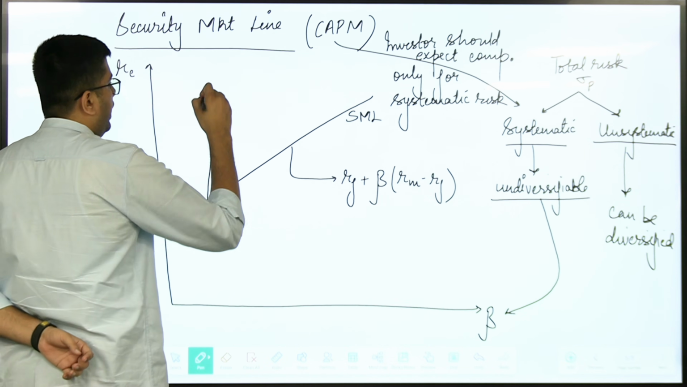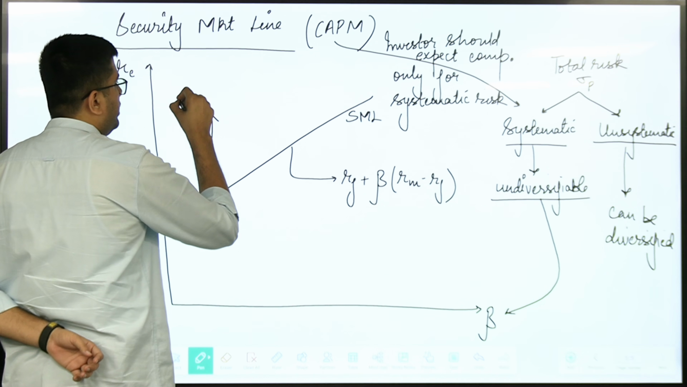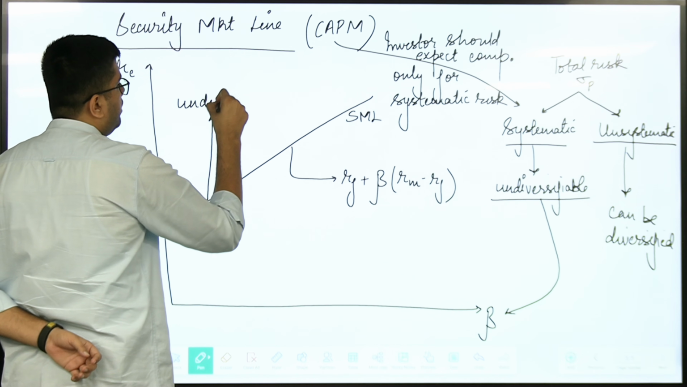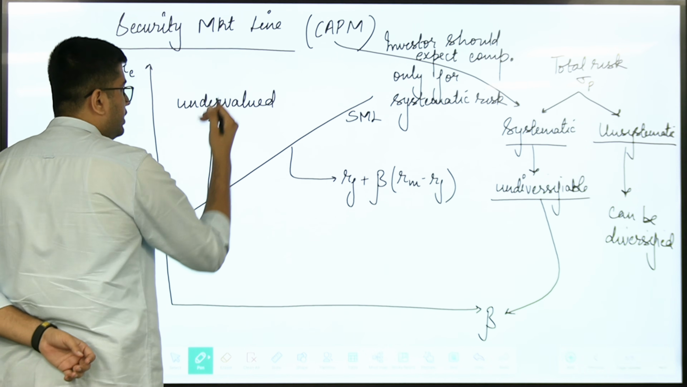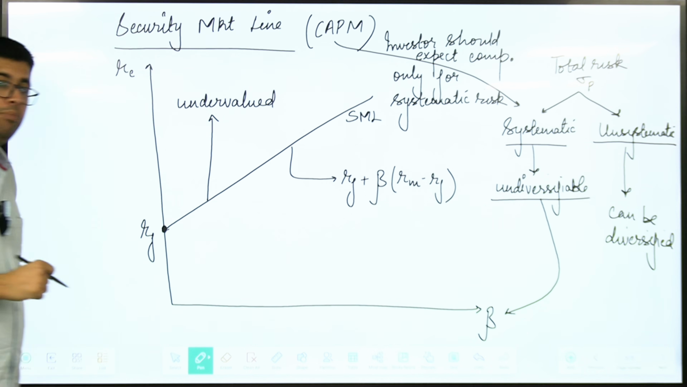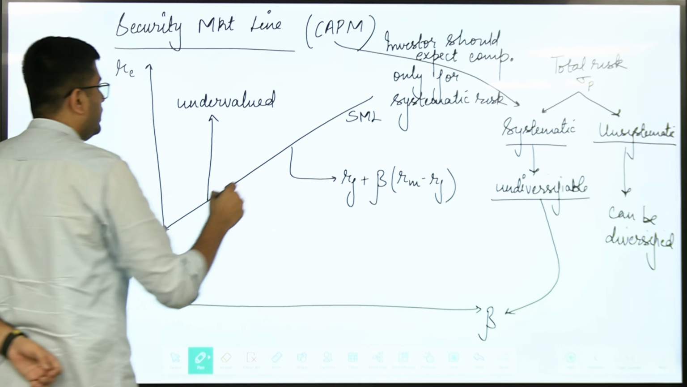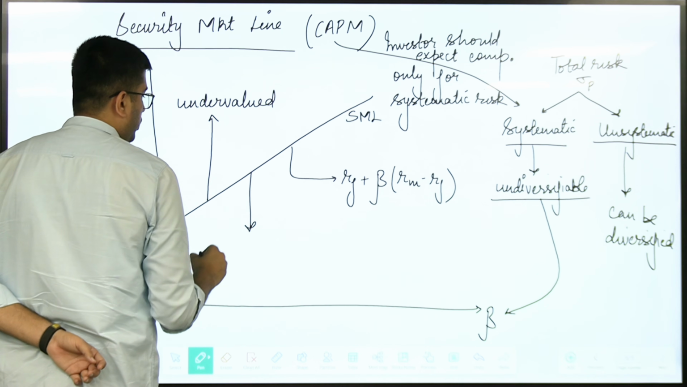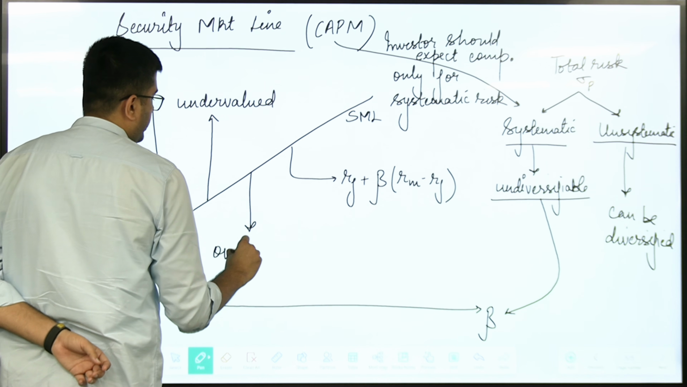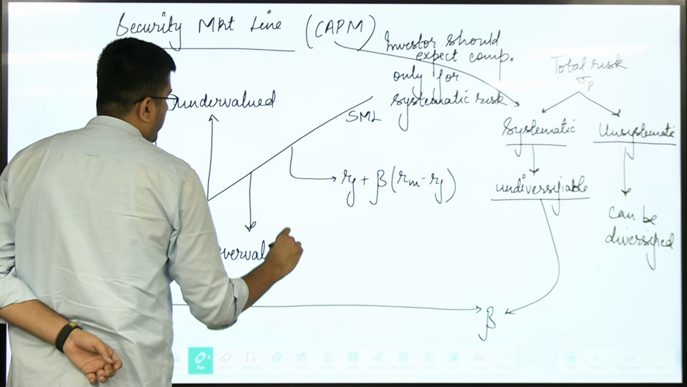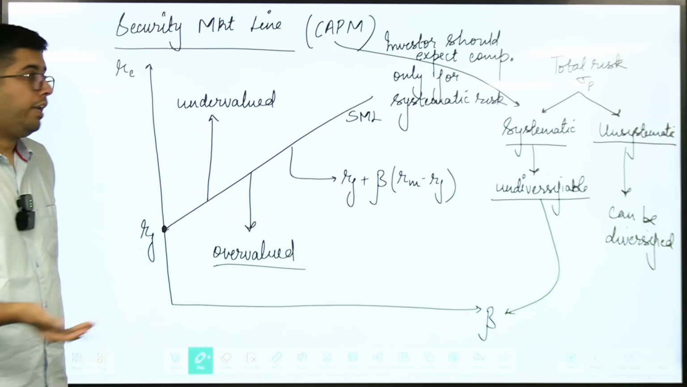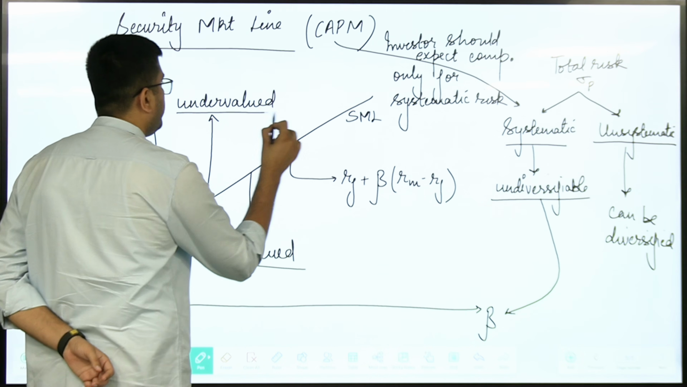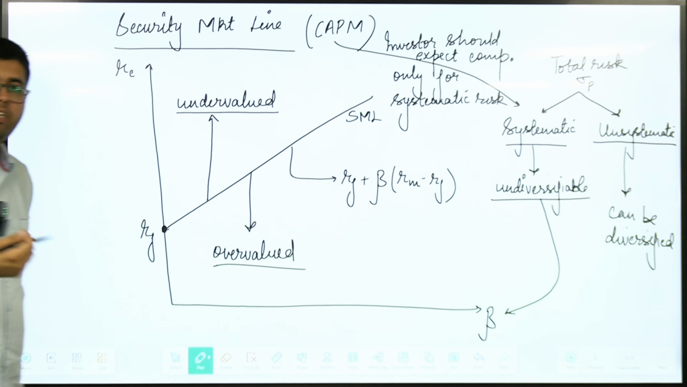If actual returns are high, it must be that the security was undervalued when you actually bought it. When the actual returns are above the SML, it represents undervalued securities. And when the actual returns are below SML, it represents the securities are overvalued. Overvalued security is already very expensive. It will not generate as much returns. And undervalued are available at low prices. They will create more returns for the investor.